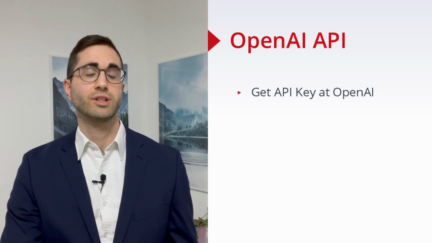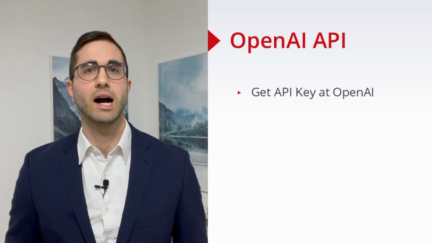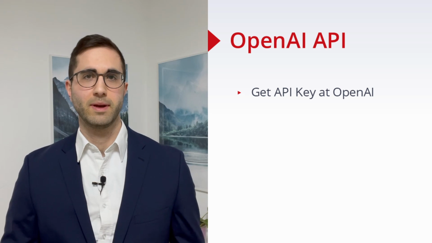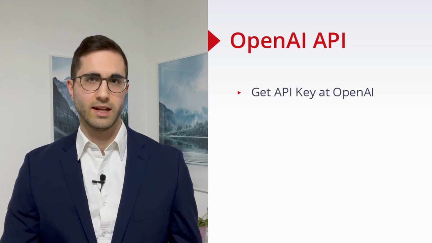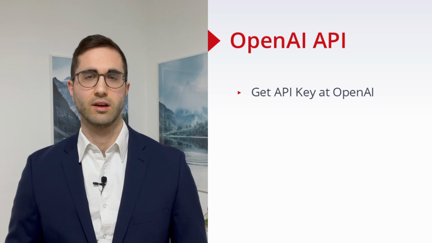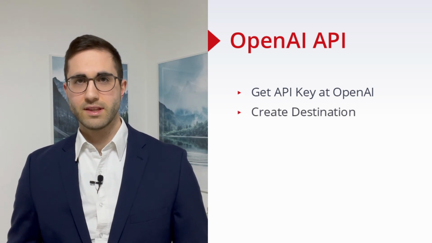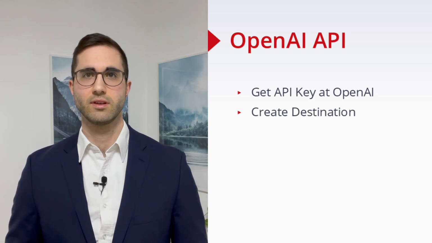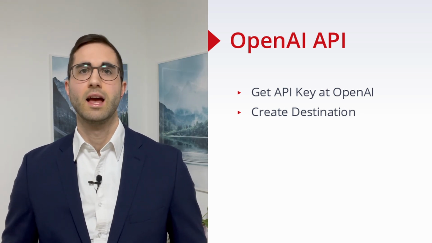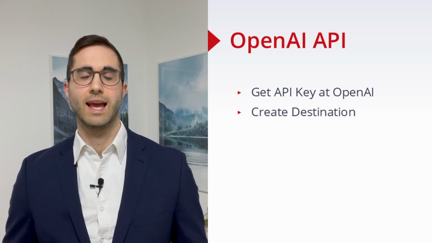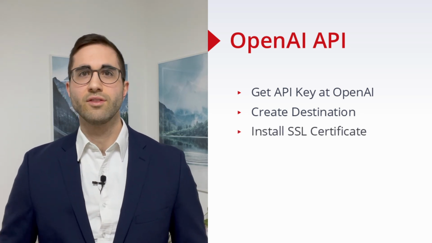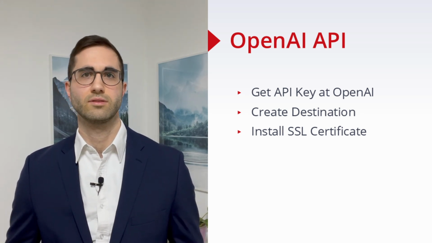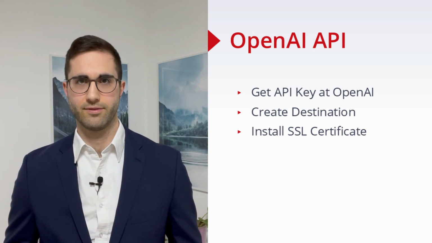In order to use the OpenAI API, you have to register at the OpenAI developer platform to get an API key that is needed within ABAP. After that, you go into the SAP system to create a destination within the transaction SM59, and within that you're using the SSL certificate. If you have not installed the OpenAI certificate, then you have to do this, and you can also get it over the OpenAI developer platform.